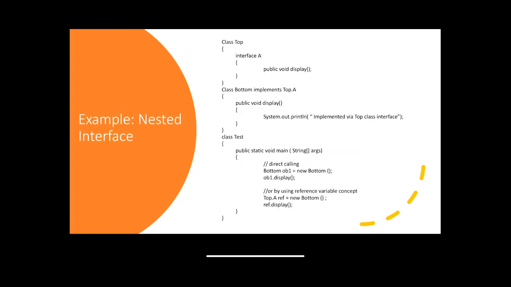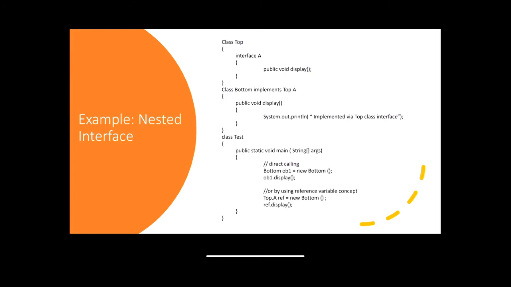In this example, we have an interface that is declared in a class. So the class bottom that is trying to inherit this interface A inherits it using the complete hierarchy of where this interface A is present. So over here, top.A describes that in a class top, A is the interface that is present, which needs to be inherited by the class bottom.